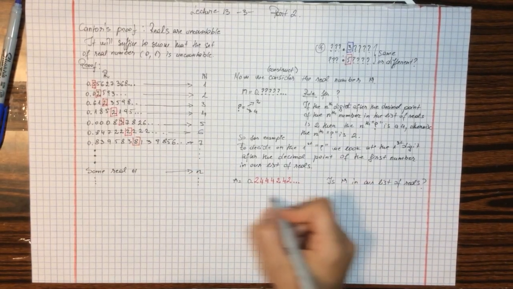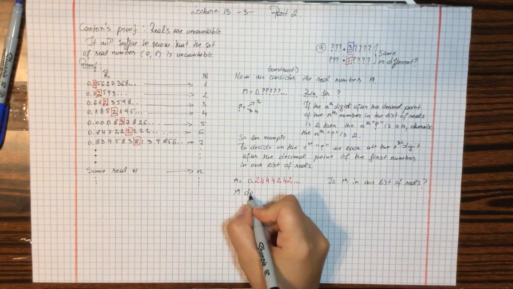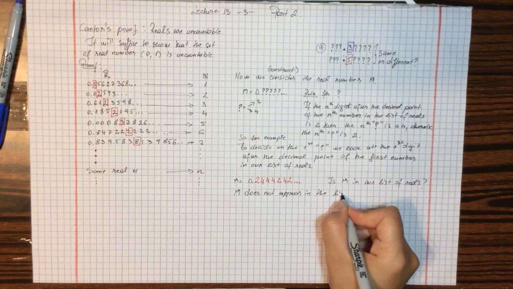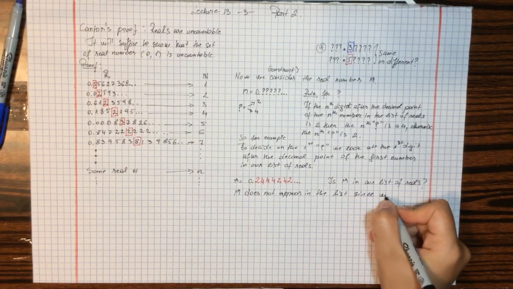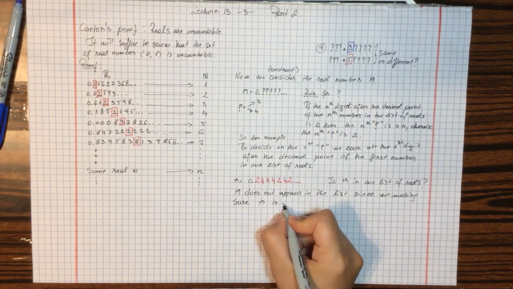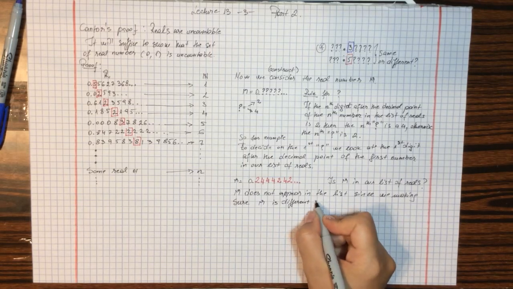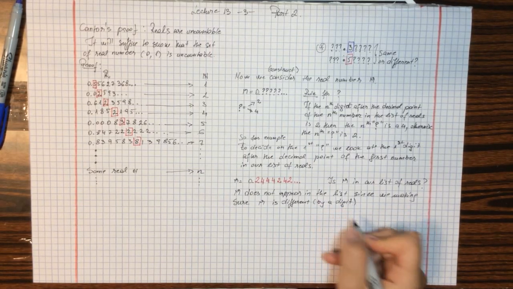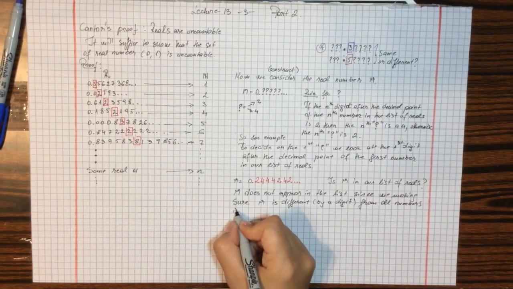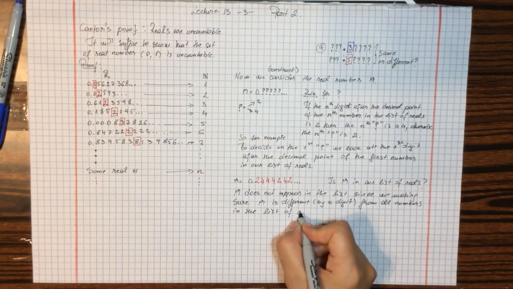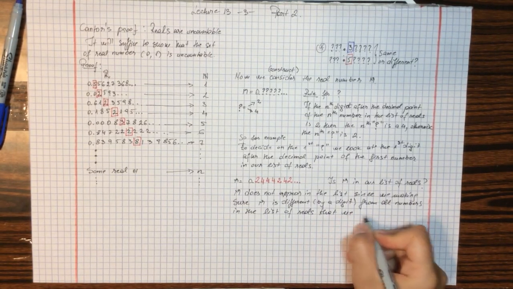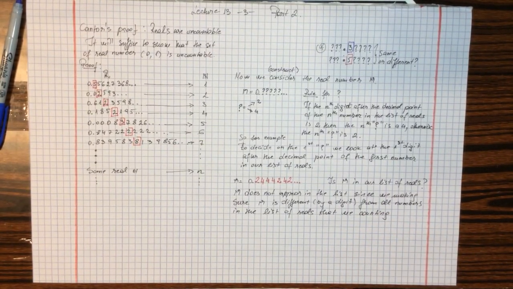Okay, so m does not appear in the list, since we're making sure that m is different by a digit from all numbers in the list, all numbers in the list of reals that we're counting.